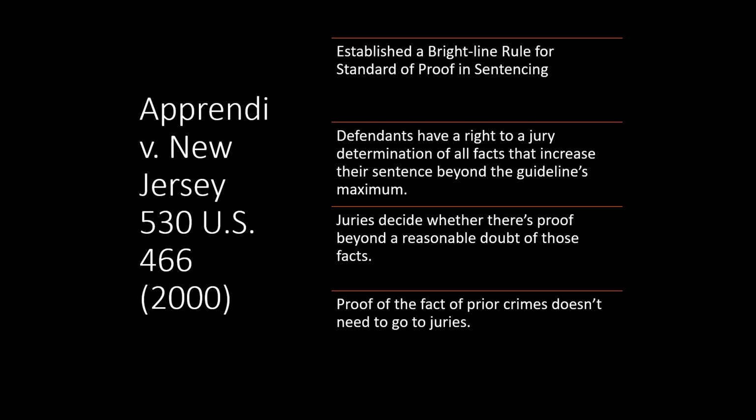So juries have to decide whether there's proof beyond a reasonable doubt of those facts, and proof of facts of prior crimes don't need to go to juries. So the Supreme Court sentencing rights cases, Apprendi, which came down, that actually struck down a New Jersey statute that gave judges that power, and they said, no, you're going to turn it to the juries. It was a 5-4 decision. And there's been a few like that. There's been Blakely out of Washington. That was a 5-4.